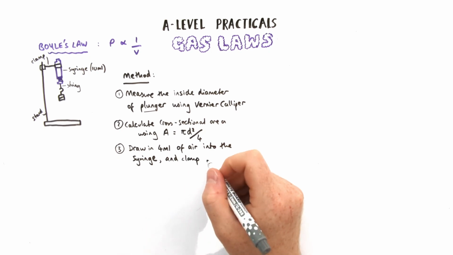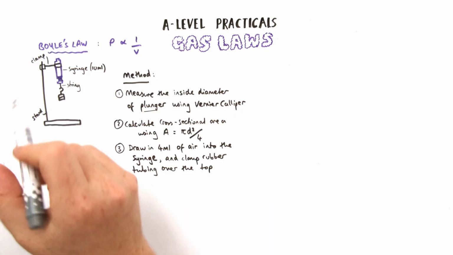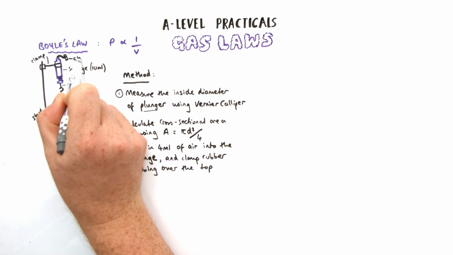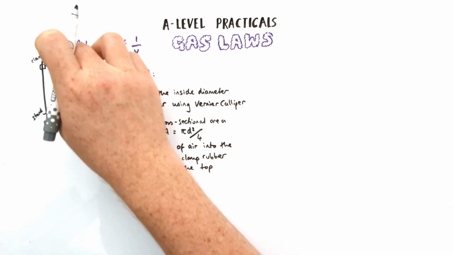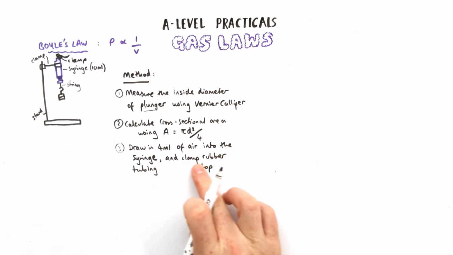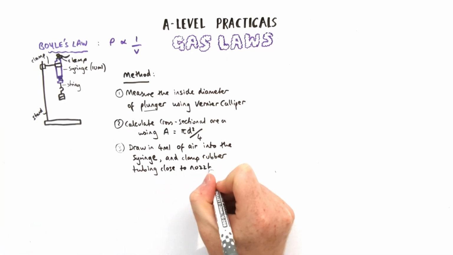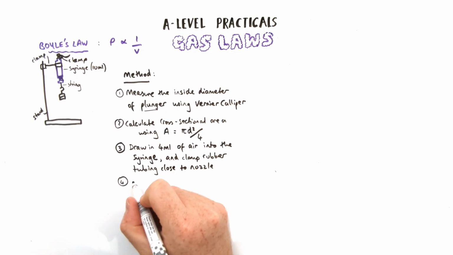Next, what we're going to do is take the syringe again. We're going to draw in about 4 milliliters of air into the syringe. When we've done that, it's really important we make it a fixed mass or fixed number of moles of gas. So we're going to have to make sure we fix the other end of the syringe by clamping and rubber tubing over the end to make sure that it is nice and secure and that no gas can leak in or out.